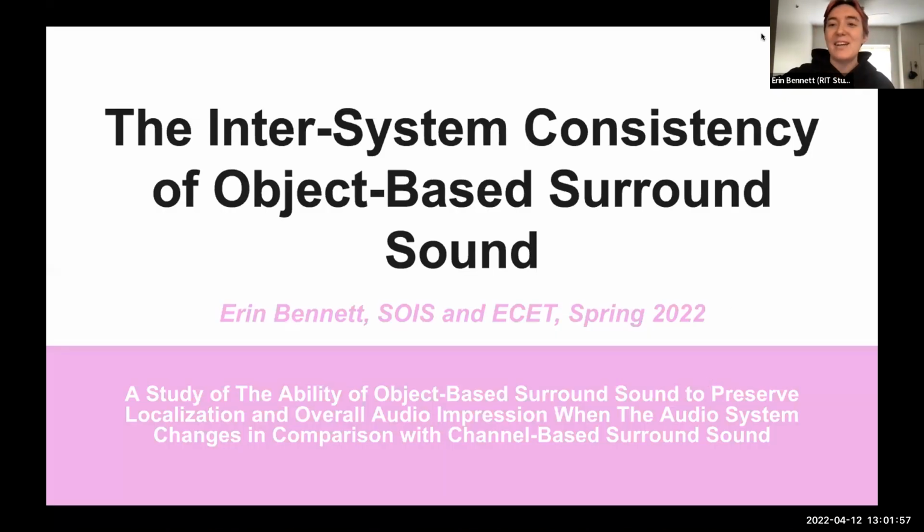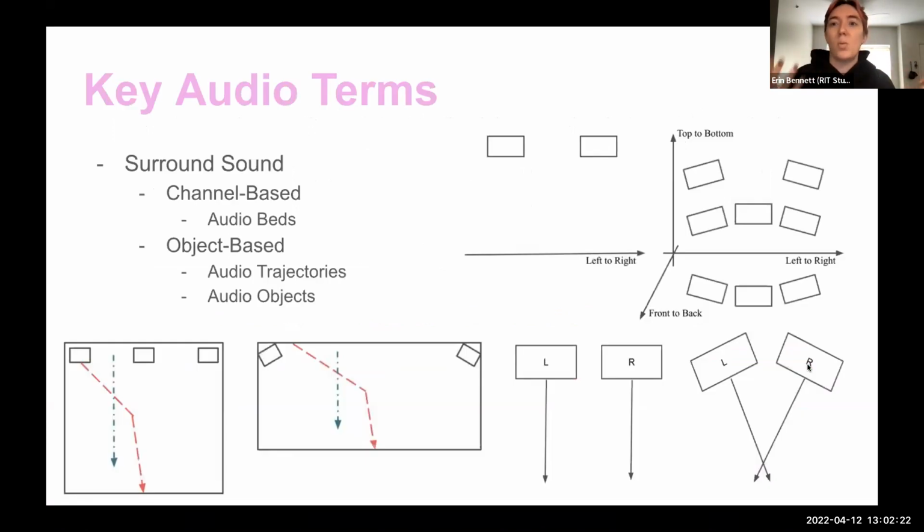Okay, perfect. So first, I just want to thank everybody for coming to my presentation. This is a presentation about the study that I performed this semester, which is titled The Intersystem Consistency of Object-Based Surround Sound. Basically, in my study, I was comparing object-based surround sound and channel-based surround sound in two different speaker configurations. Before I get into what that study looked like, let's first discuss what surround sound is and what channel-based and object-based is.